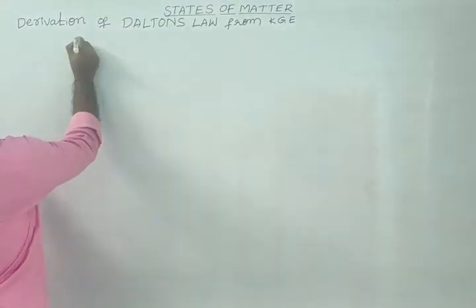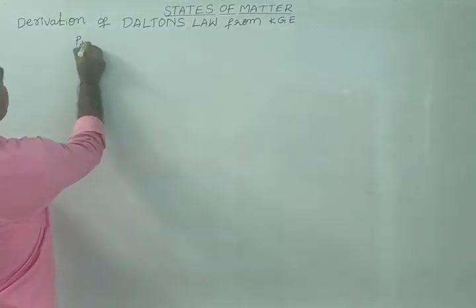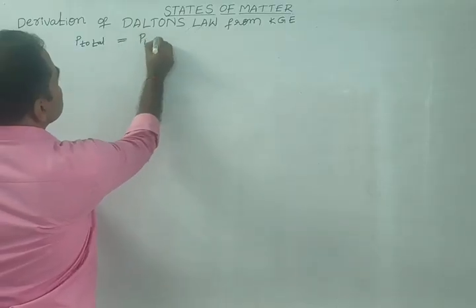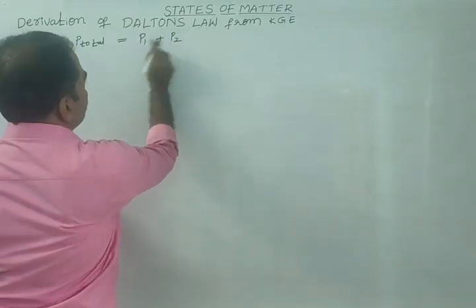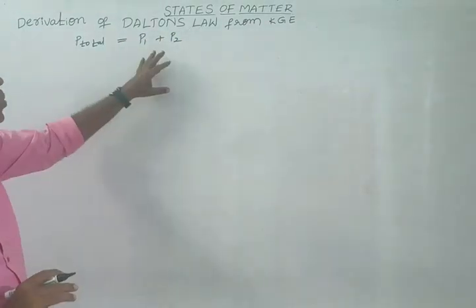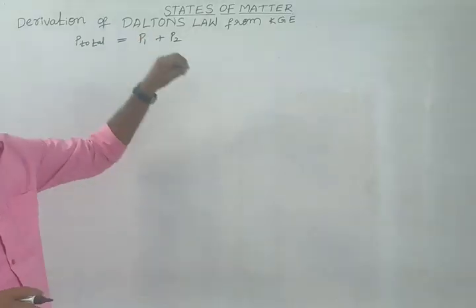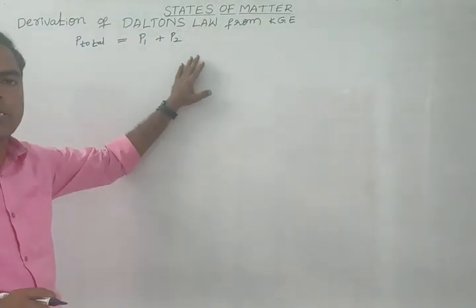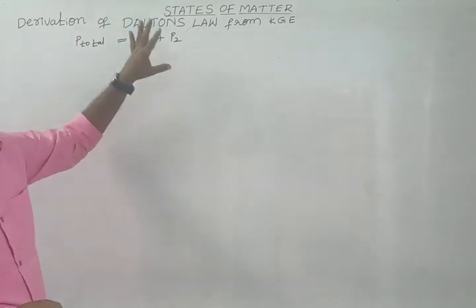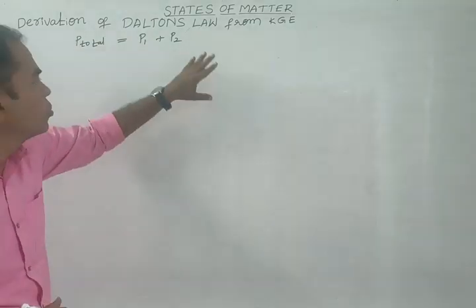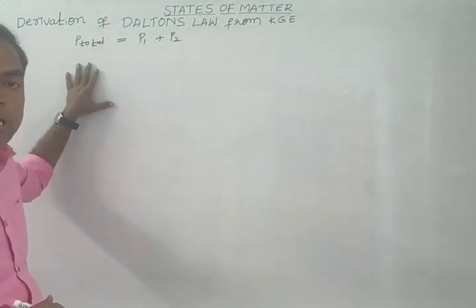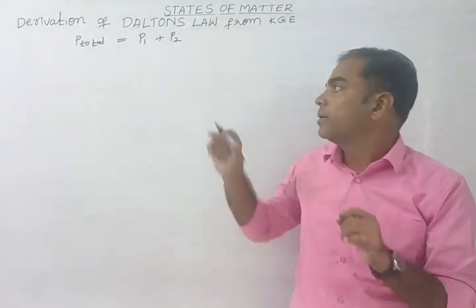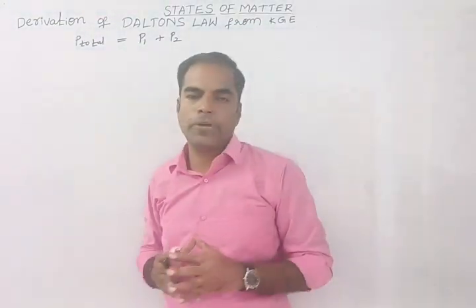So according to Dalton's law of partial pressure, P total is equal to P1 plus P2. For example, we are taking two gases. The partial pressure of the first gas is P1 and that of the second gas is P2. The sum of the individual partial pressures equals the total pressure of the non-reacting gas mixture. This is called Dalton's law of partial pressure.